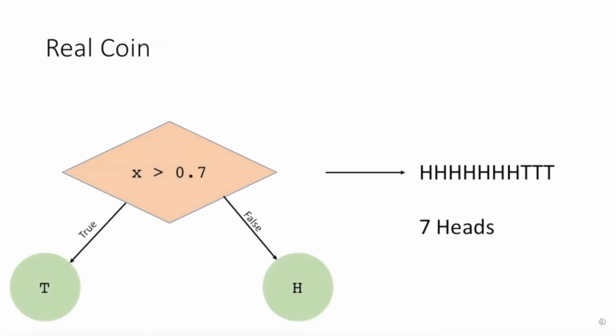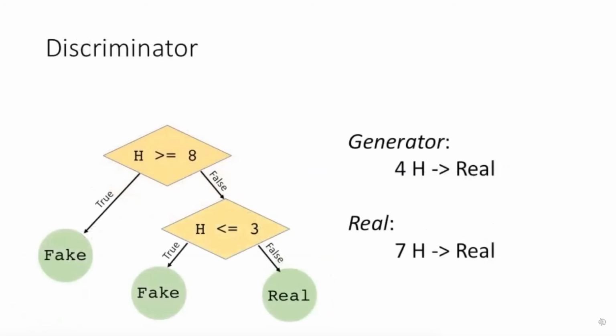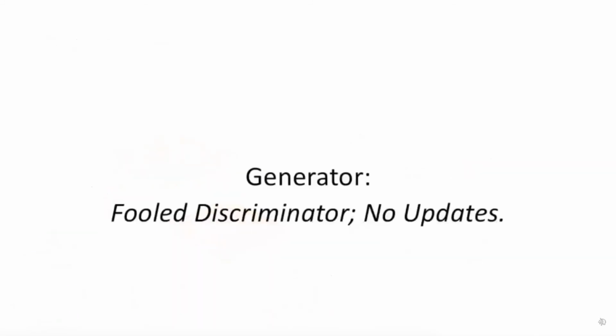We now use our discriminator to assign labels to each of the 2 data sets. Both the fake and real data get real labels. In other words, the generator was successful in fooling the discriminator this time. Since the generator was successful, it does not need updating.